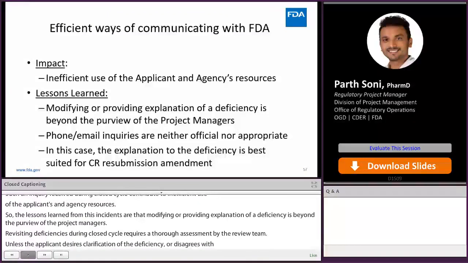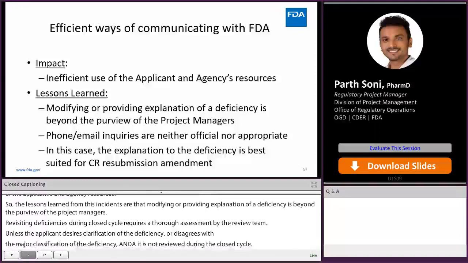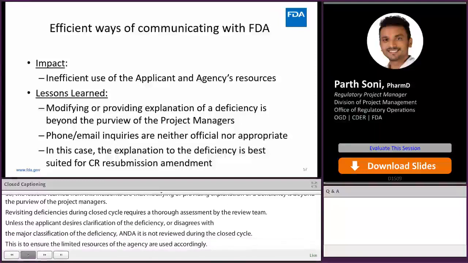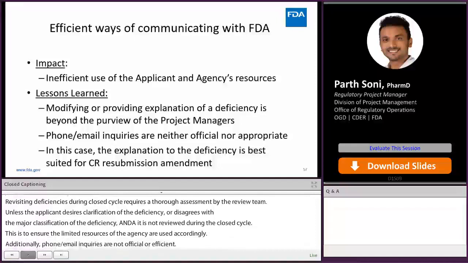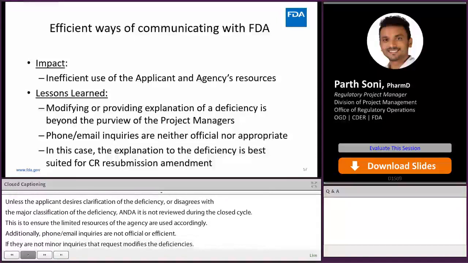Additionally, phone or email inquiries are not official or efficient if they're not minor inquiries that do not request modifying the deficiencies. And in this case, the explanation to the deficiency is best suited for CR resubmission because the explanation provided was itself a response to the deficiency.